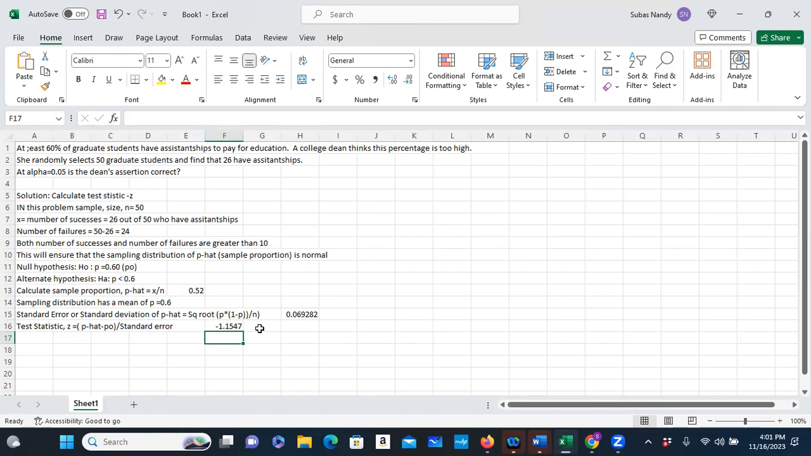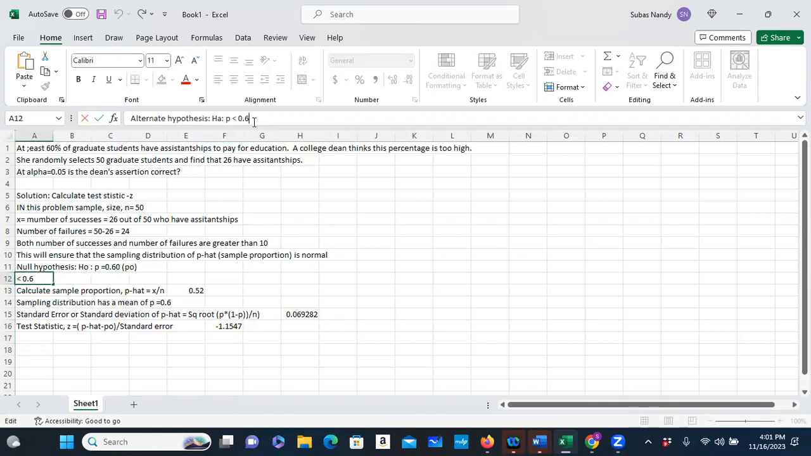And now we need to find out. This is a left tail test because the alternate hypothesis is less than. Why? Because the alternate hypothesis has two slanted lines meeting at an edge pointing to the left. So this is a left tail test.